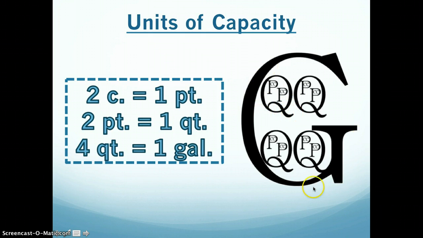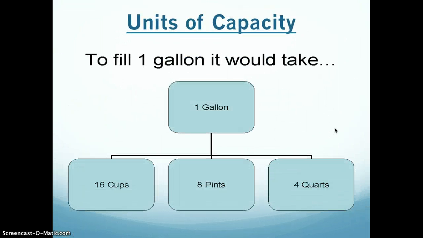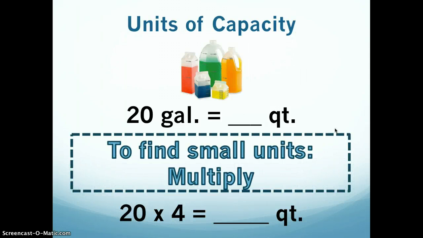Now, this also shows other conversions. So for example, we also know that there are 1, 2, 3, 4, 5, 6, 7, 8 pints in a gallon. So if you haven't done so already, make sure you draw this picture. So to fill 1 gallon, it would take either 16 cups, 8 pints, or 4 quarts. So let's try a problem. We have 20 gallons, which is a very large unit, and we're trying to find a smaller unit, quarts. 20 times 4 gives you 80 quarts.